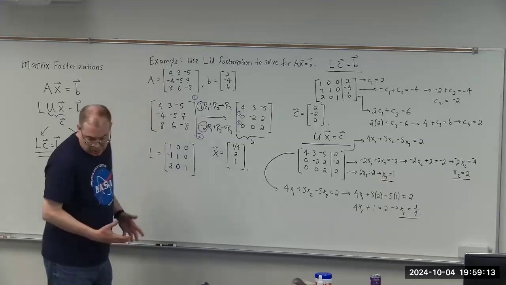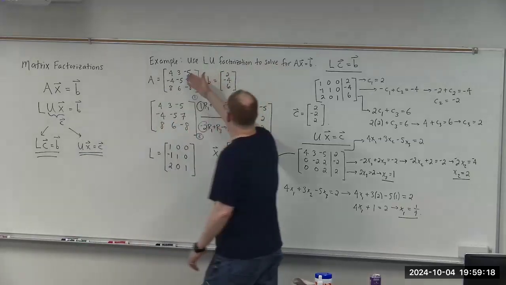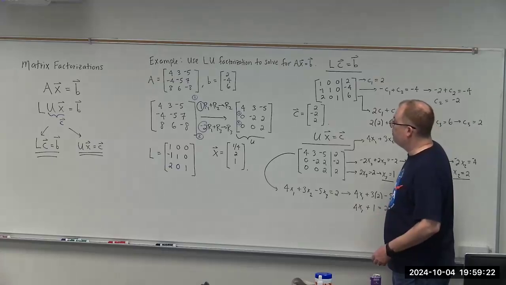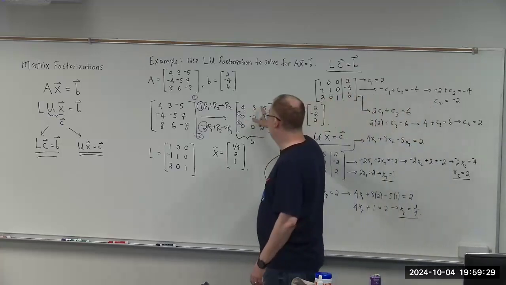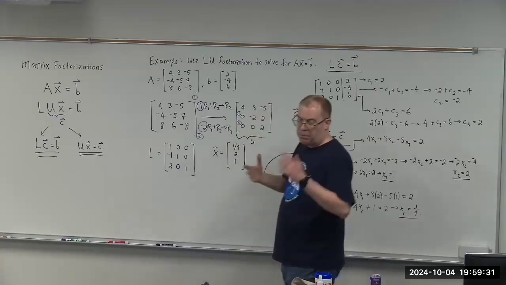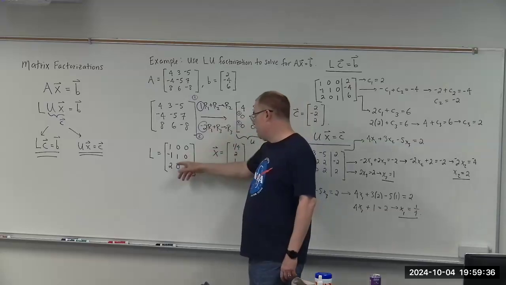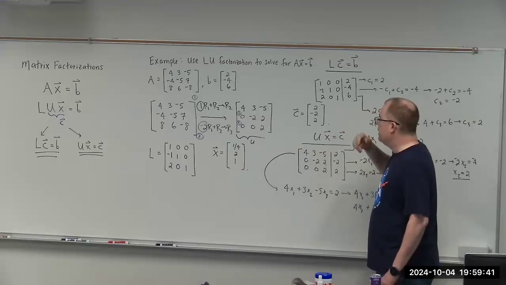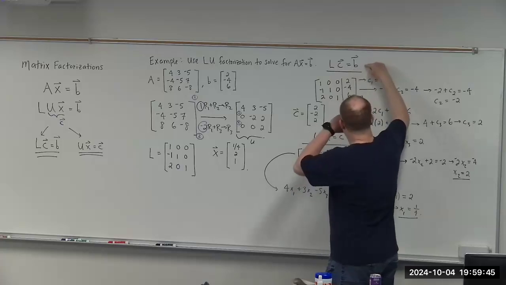So that's how the process works, okay? You have your system. We have A, we have B. We first figure out the upper triangular form using the row operations. And then once we do that, we can construct L based on the row operations. And then from there, we solve LC equals B.